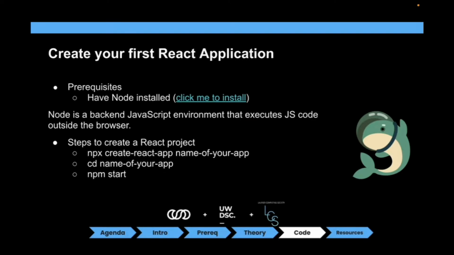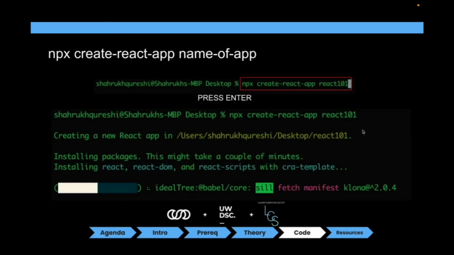Now, some steps to create a React project include, there are 3 steps over here. So npx create-react-app followed by the name of your app, cd and the name of your app, and then npm start. So now we're going to go through each one of these steps one by one, starting with npx create-react-app and the name of the app.